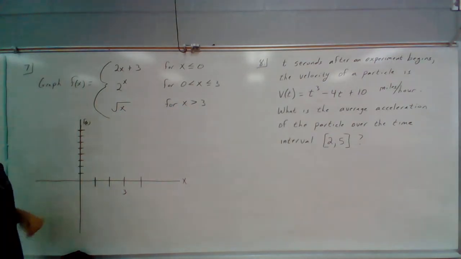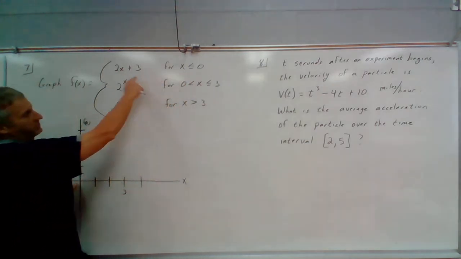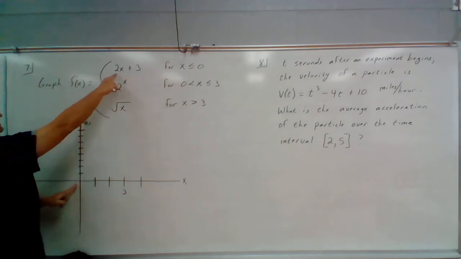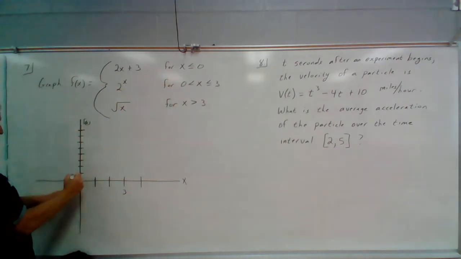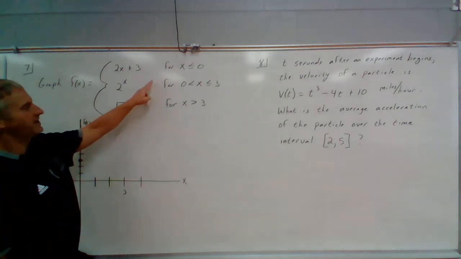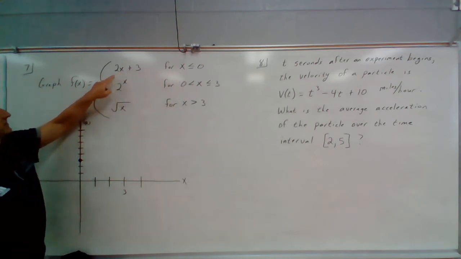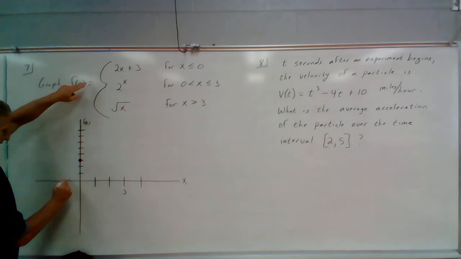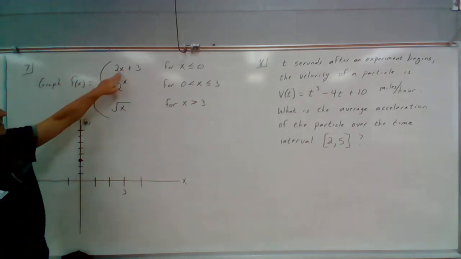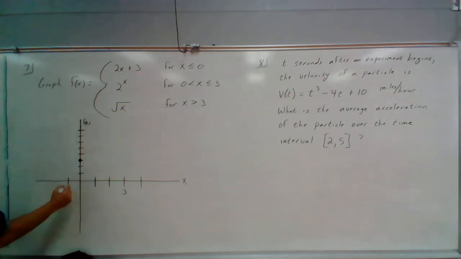All right, so if I plug 0 into this function, I will use the top equation because x equals 0. So if I plug 0 in here, I get 3. 1, 2, 3. So we have that point. All right, let's plug in a negative 1. Since negative 1 is less than 0, I'll use this. So if I put in negative 1, I'll get negative 2 plus 3, which is 1.